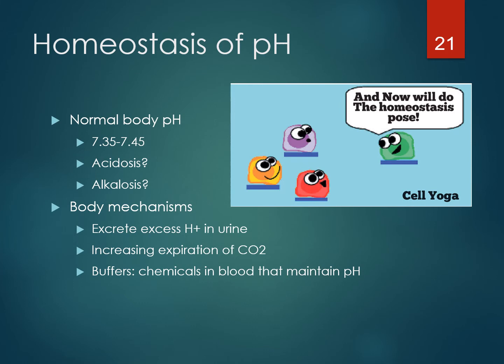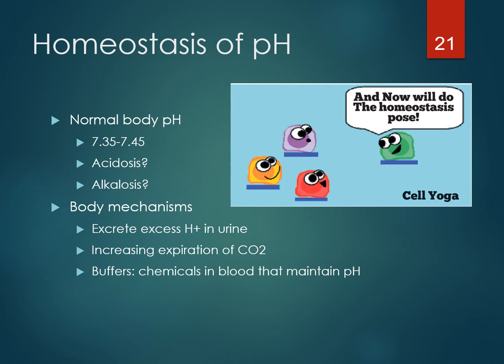One of the ways that the body addresses a pH that is too acidic is by excreting hydrogen ions in the urine. Another thing that the body can do is increase respirations to expel carbon dioxide.